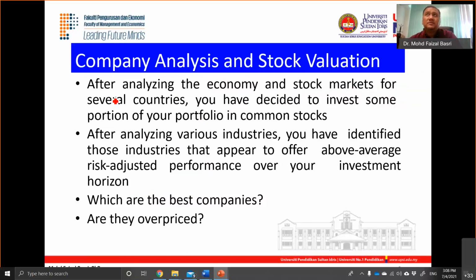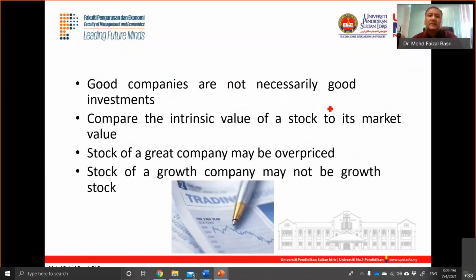From the top-down approach point of view, after you analyze the economy and also the industry, you compare several countries and decide to invest a portion of your portfolio in certain stock markets and a certain industry. After analyzing the industry as well, which is considered the best company? Is it overpriced? So we are looking back at the process of comparing IV versus MP, as I said earlier, to see whether it's under or overvalued.